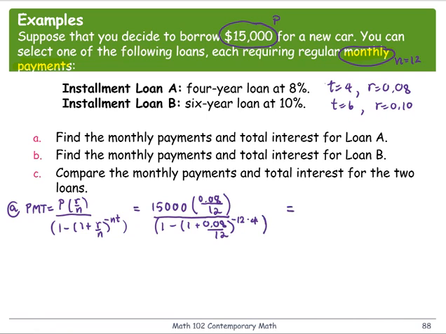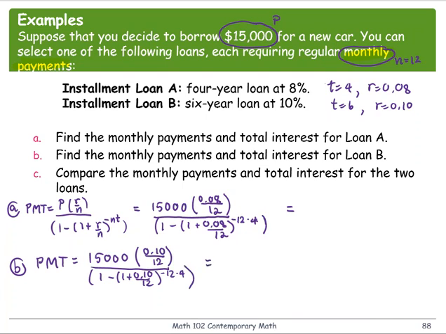And then for the second one, part B would use the same formula. So PMT equals P, the same loan amount of $15,000, multiplied by the rate 0.10 divided by the number of payments, which would be the same, 12 times in a year, or monthly payments, divided by 1 minus the quantity 1 plus 0.10 divided by 12 raised to the power negative 12 times 4. Close it. Then we're going to enter these two expressions into the graphing calculator.